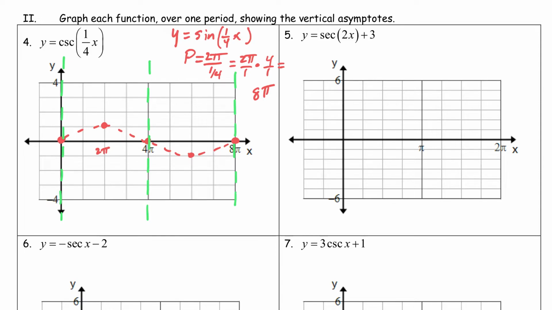Now to draw cosecant, remember, they're parabolas, and do a better job than I do. They're parabolas. And there's one period of cosecant.